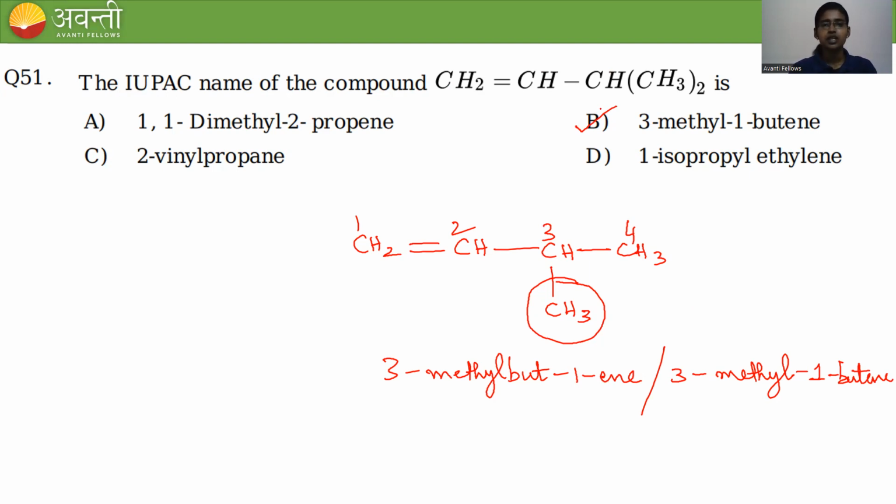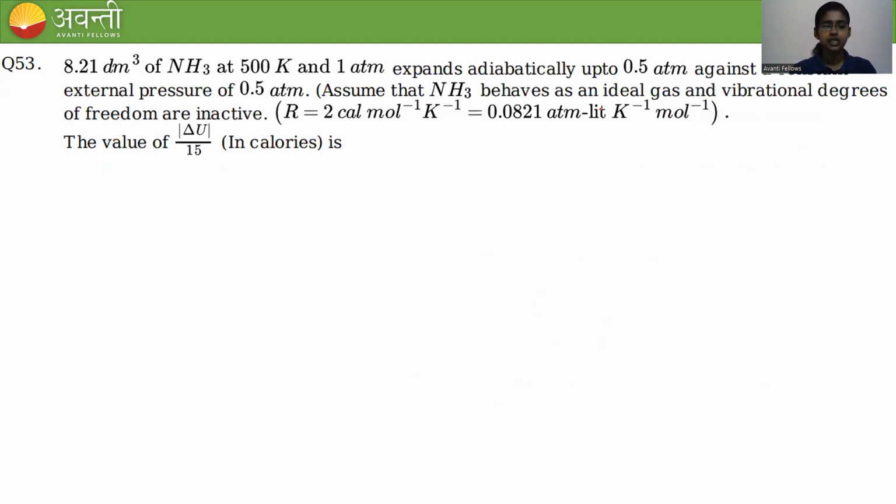Then let's move on to question number 53. 8.21 decimeter cube of NH3 at 500 Kelvin and 1 atm expands adiabatically up to 0.5 atm against a constant external pressure of 0.5 atm. Assume that NH3 behaves as an ideal gas and vibrational degrees of freedom are inactive. R values are given. Find the modulus of delta U divided by 15 in calories.